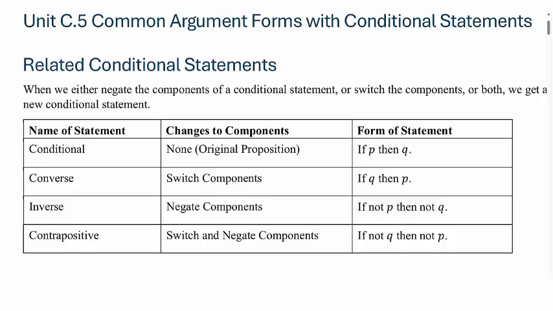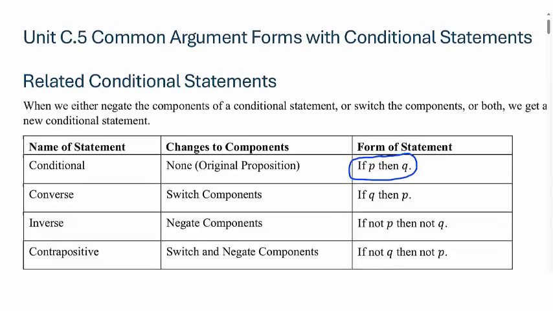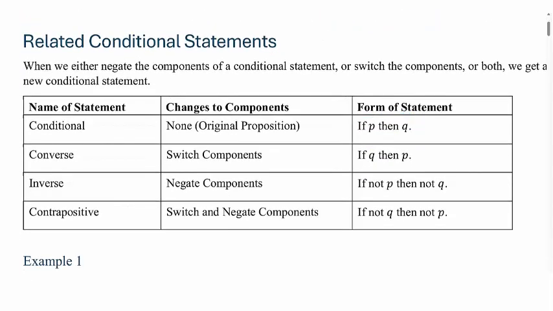In this video, we're going to talk about common argument forms. But before we do, we have to talk about statements that are related to conditional statements. When we take a conditional statement, which is an if-then statement, if something happens, then something else happens, and we rearrange or change it in certain ways, we have a special name for each of those ways. In all of these, I'm going to be referring to the original conditional statement being if P then Q.